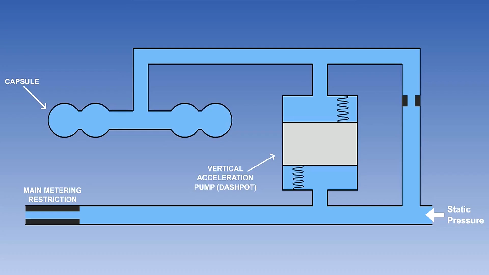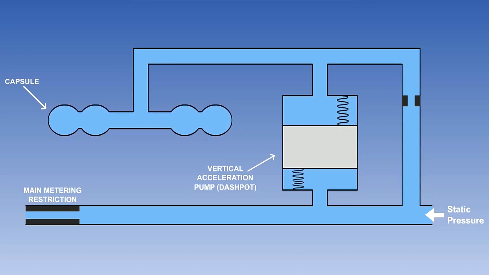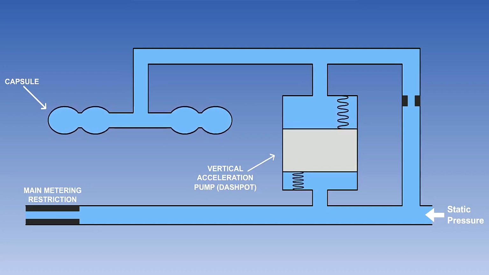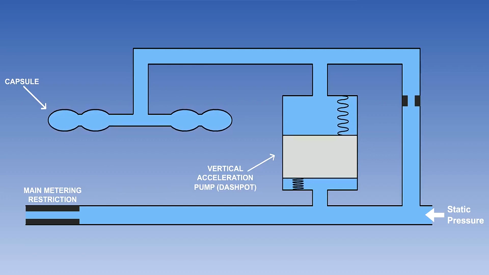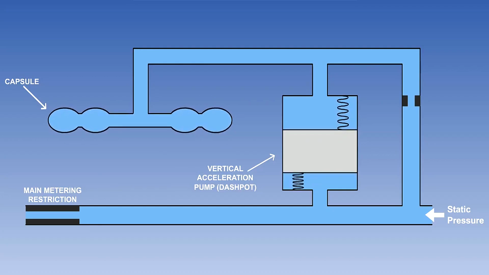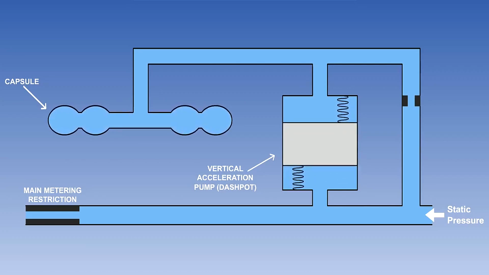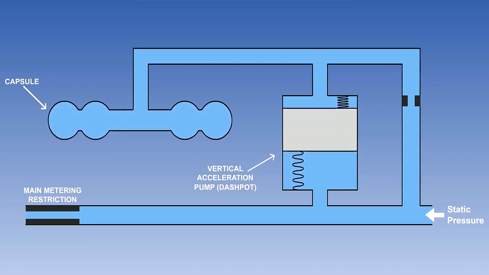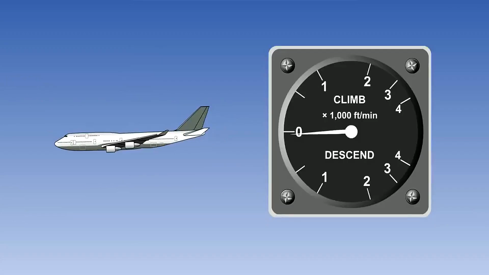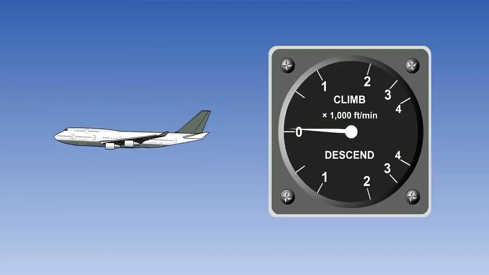We can see here how the dashpot works in the climb. The piston in the dashpot immediately falls and decreases the pressure in the capsule. The capsule contracts and the pointer on the IVSI dial will give an instant indication of a climb. In the descent, the piston in the dashpot immediately rises and increases the pressure in the capsule. The capsule expands and the pointer will give an instant indication of descent.